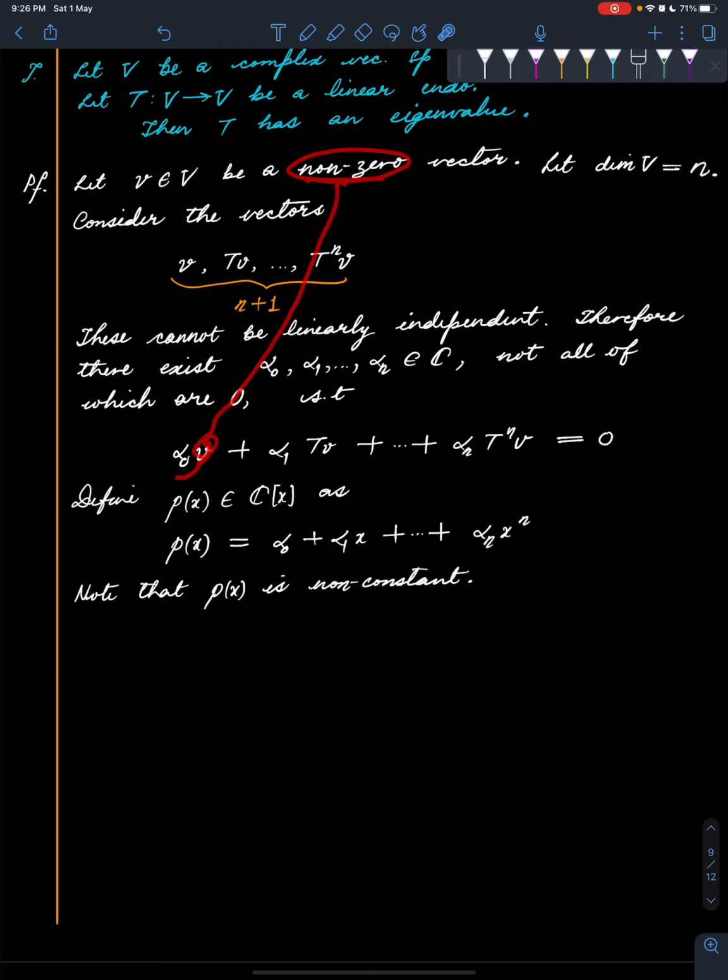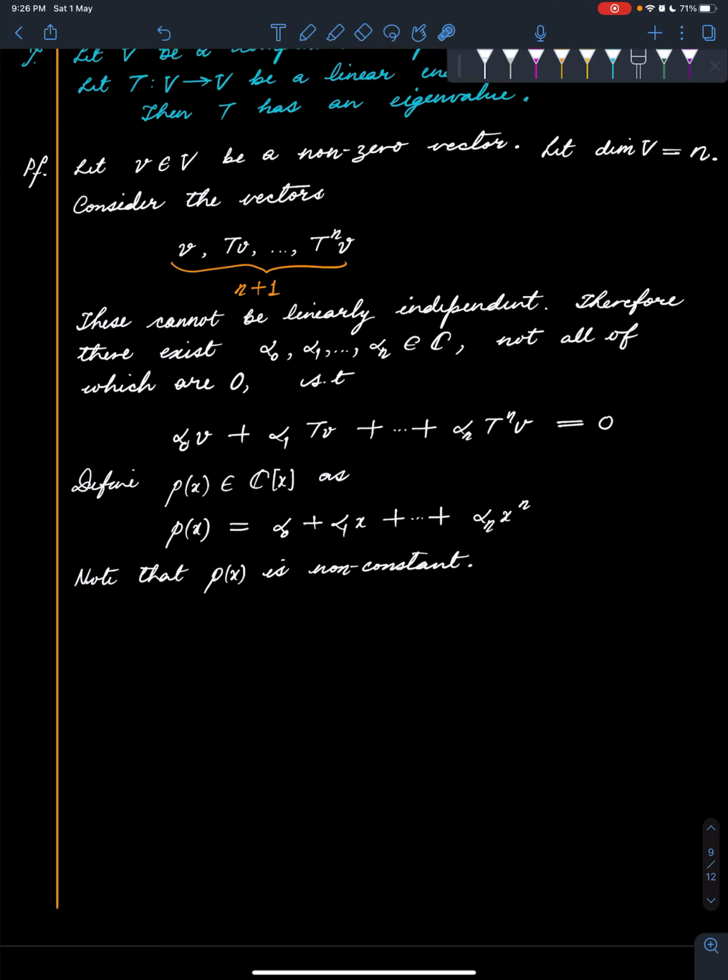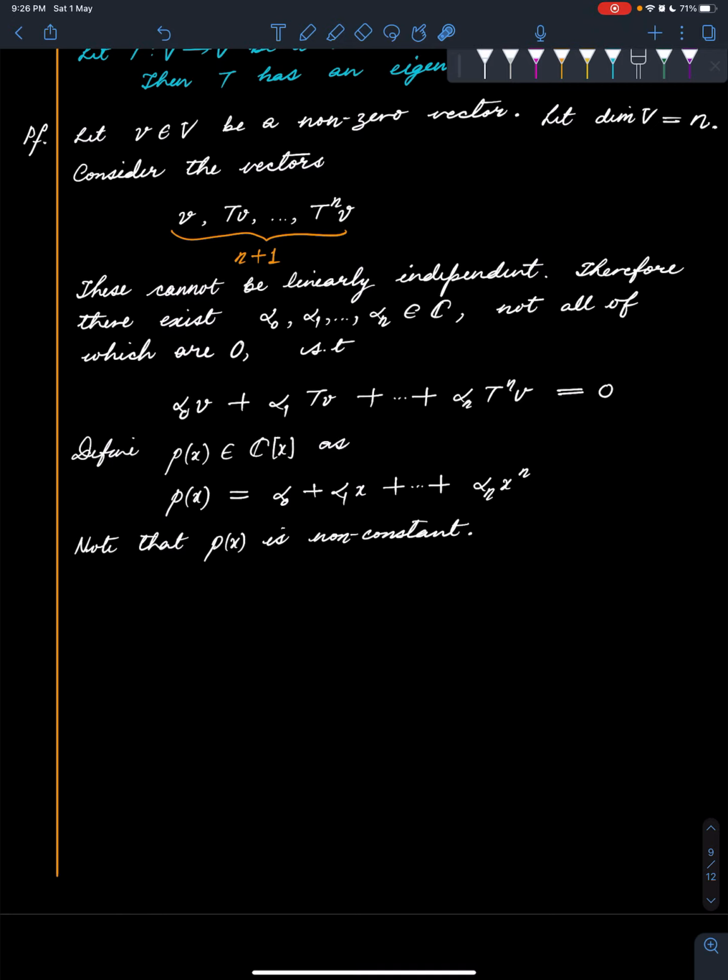So if a scalar multiple of a non-zero vector vanishes, then the scalar is 0. But that would mean that all of these alpha i's are 0, which is contrary to the inference that not all of these alpha i's are 0. There is a non-trivial linear combination of these vectors which furnishes 0. Alright, so that's why Px is a non-constant polynomial.